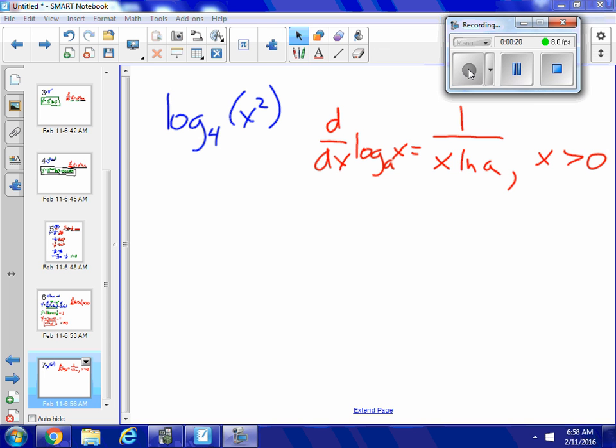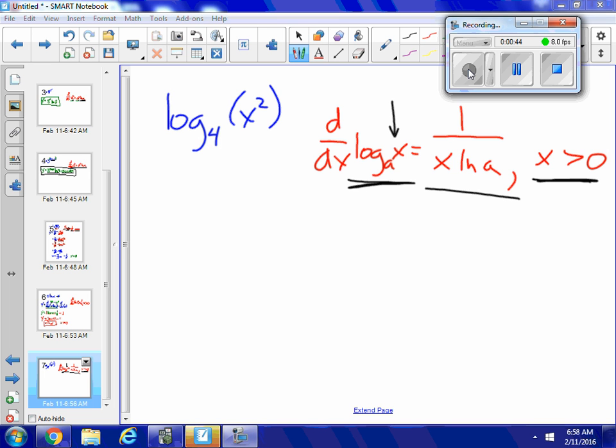And we're going to use the rule that the derivative of a logarithm with a base a is 1 divided by x natural logarithm of a, and we have to have the domain x is greater than 0 because we cannot have an argument for a logarithm that is 0 or less.